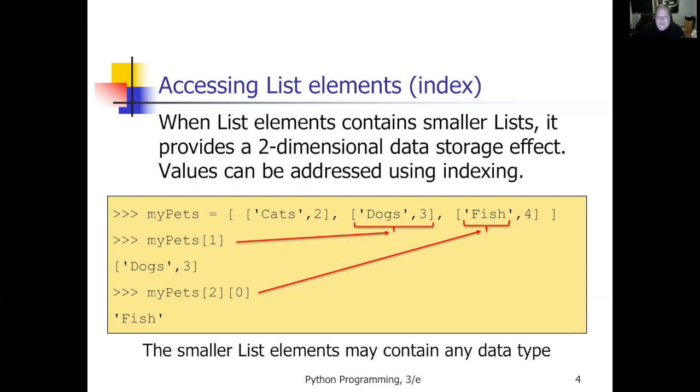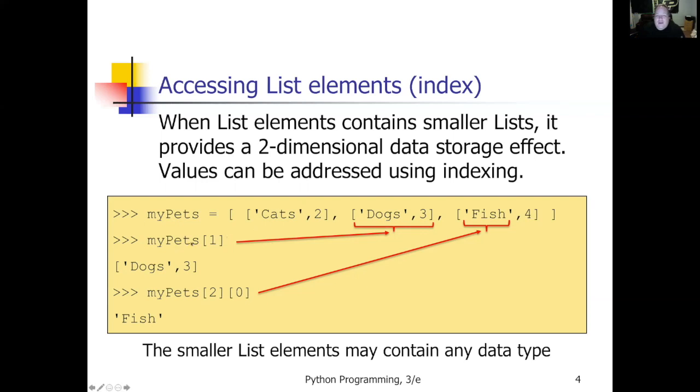Each index in my pets contains a smaller list with the type of pet and, let's say, the quantity of pets I own. I have 2 cats, 3 dogs, and 4 fish. I don't. But if I did, I'd have a very busy household, but at least I have my little list here containing all the values.